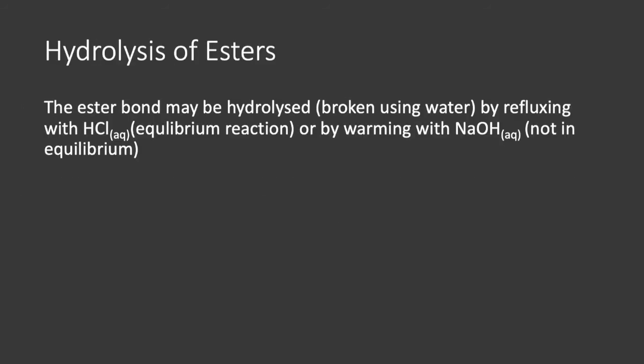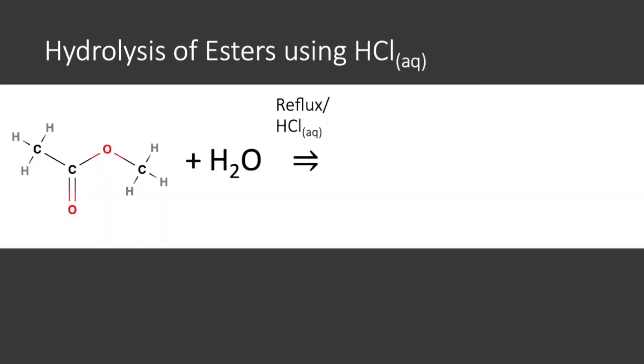So having just created some esters, let's break them up, shall we? And we can break esters up by using hydrolysis. And luckily enough for us, we need to learn two ways. We can react them with dilute HCl, or we can warm them with sodium hydroxide solution. If you use HCl, that's in equilibrium. If you use sodium hydroxide, it's not in equilibrium. And we'll look at the pros and cons of those two methods a little bit later on. So let's have a look and see those two methods.